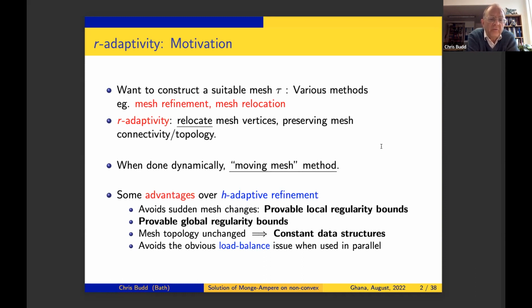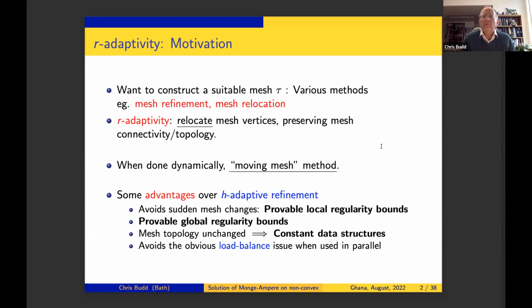Another advantage of these methods is that because you've got a constant mesh connectivity and constant mesh number, the topology of the mesh is unchanged. So when you're doing H adaptivity, you might have some sort of ordering of your mesh, but as you start to refine, the ordering gets very complicated and you have to build quite complicated data structures to deal with that. If you just move mesh points around, then you don't need to do anything like that. You have constant data structures and life gets a lot simpler.